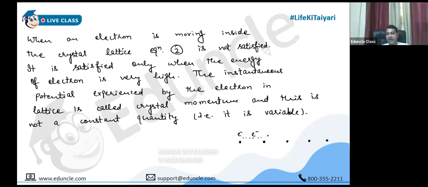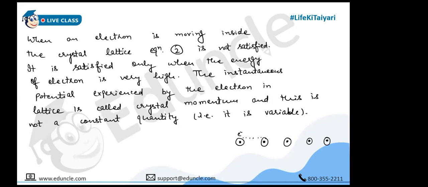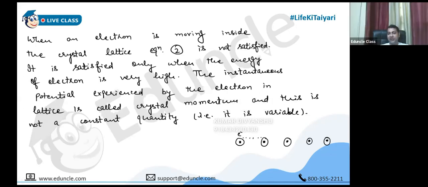So that's why I'm saying that the potential is instantaneous, because at any instant, the electron can be at any location inside the crystal. So the instantaneous potential it experiences is different at different locations. It means the potential is variable. So these ions are the source of the crystal potential. Okay, clear? Yes, sir.